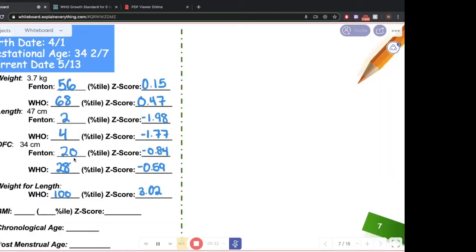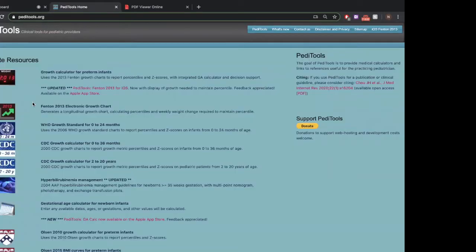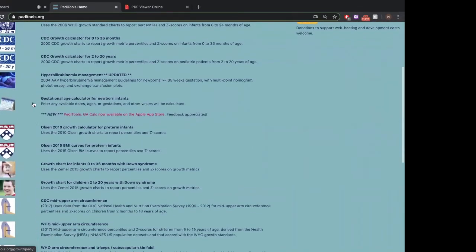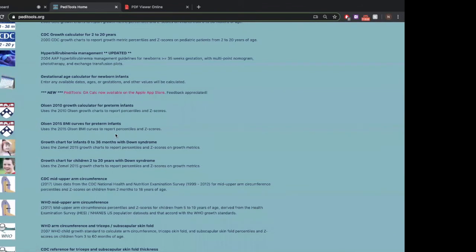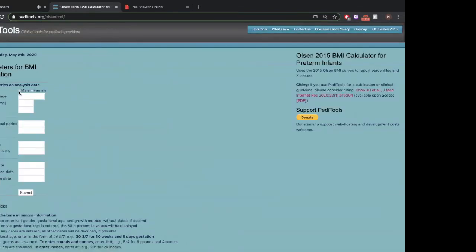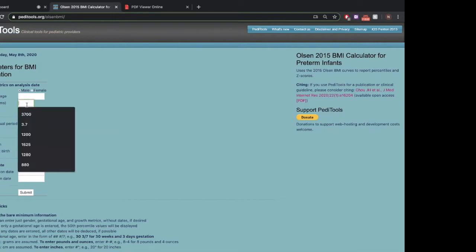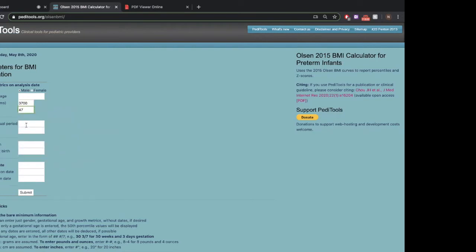The last thing we're going to look for from PD Tools here is going to be the BMI. And if you scroll down on PD Tools, you can find it here. It's called the Olson 2015 BMI curves for preterm infants. And once again, we're going to enter the data. We have a male. We're going to leave the gestational age blank, the weight in grams of 3,700, a length of 47 centimeters. We're going to skip these.